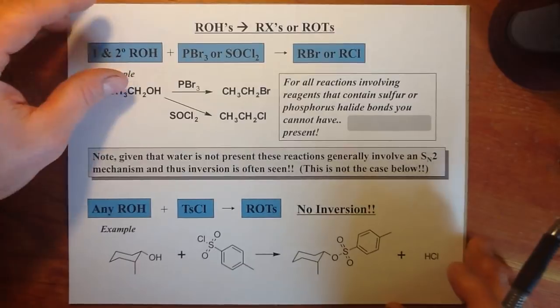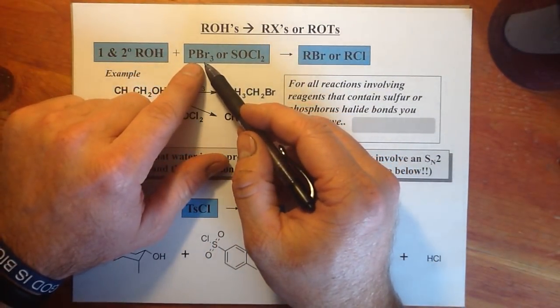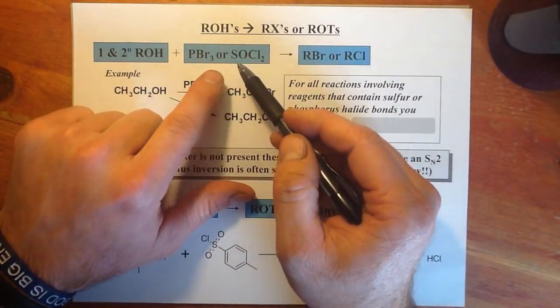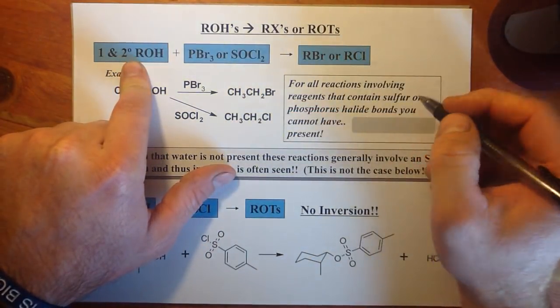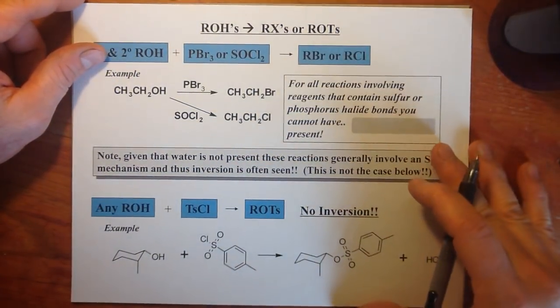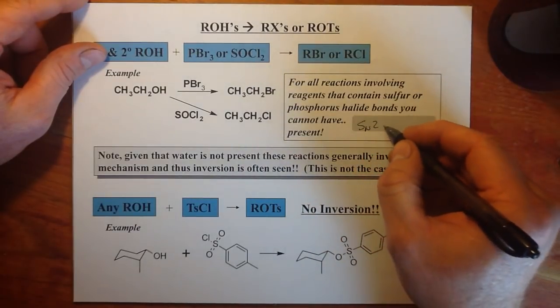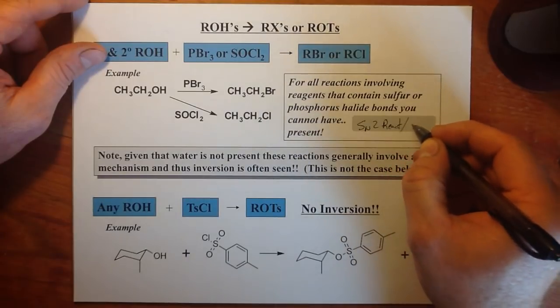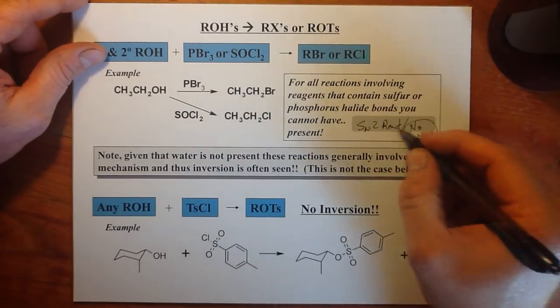I just want to say, if we have a Lewis acid, phosphorus tribromide, thionyl chloride, typically, if those are used with primary or secondary ROHs, you tend to have SN2 reactions. Not always, but you tend to have SN2 reactions. And a little bit of that is due to the fact that you typically have no H2O in these. Kind of go together here.